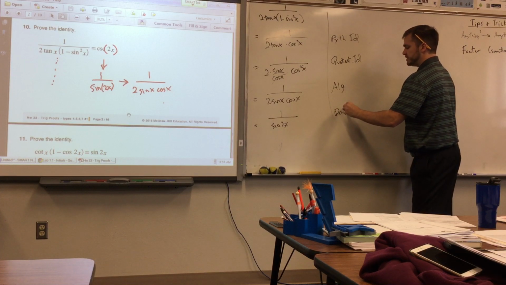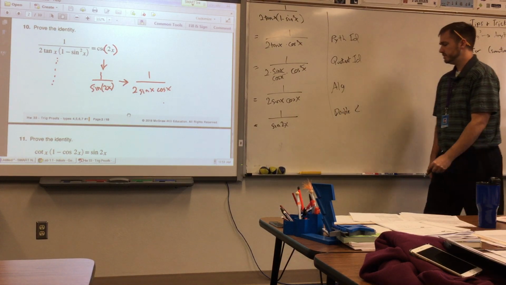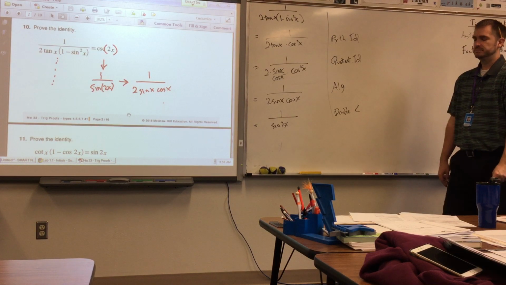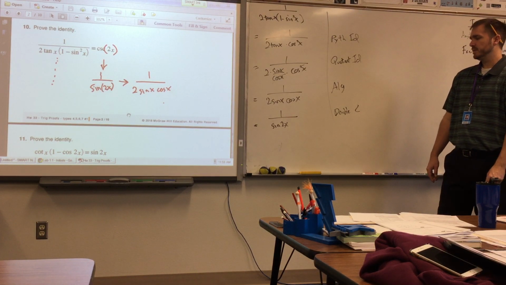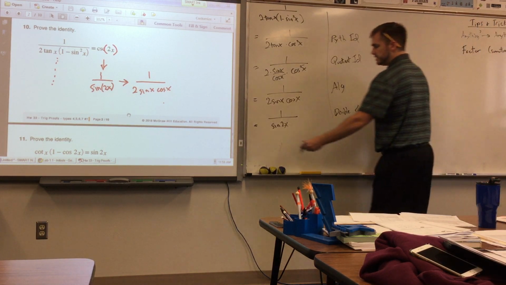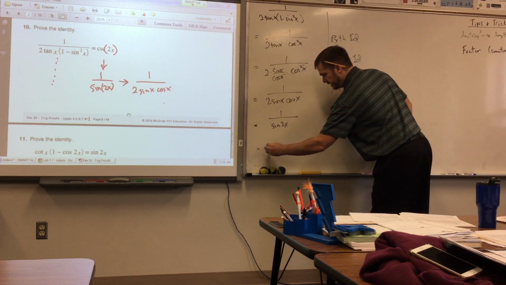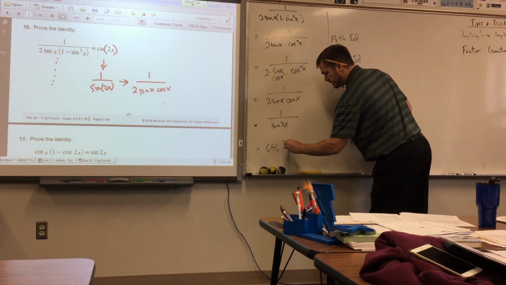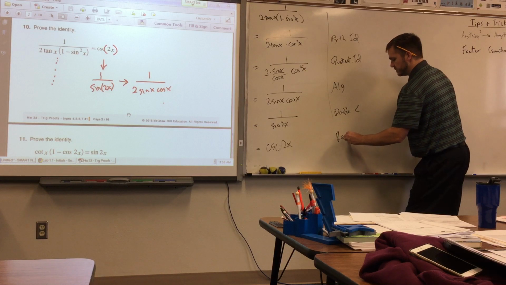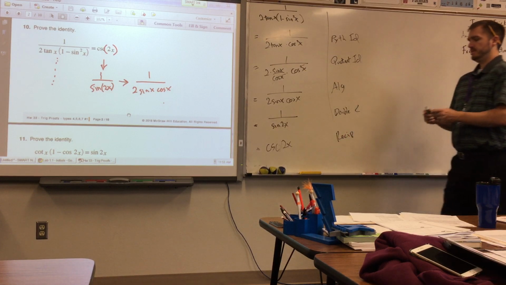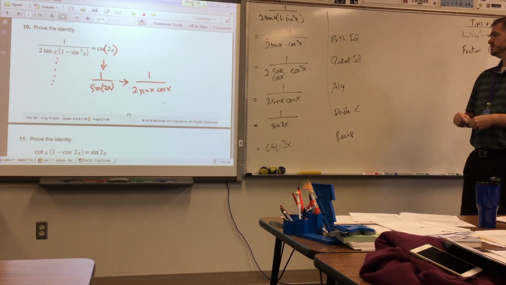Alex will just give you the option of writing double angle. And then 1 over sine 2x using the reciprocal identities is cosecant of 2x. I guess it wasn't that difficult.